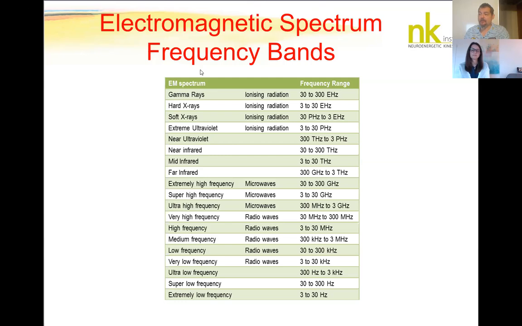Okay. So at the top here, you can see these ones here, the ionizing radiation, including the extreme ultraviolet, which have been shown to cause direct damage to DNA.